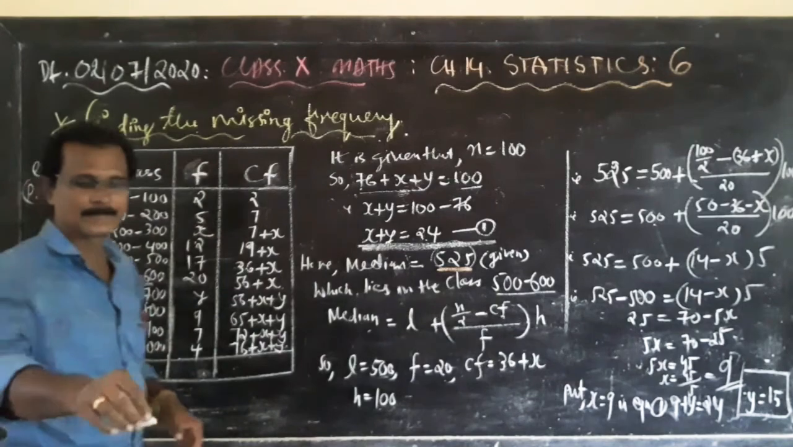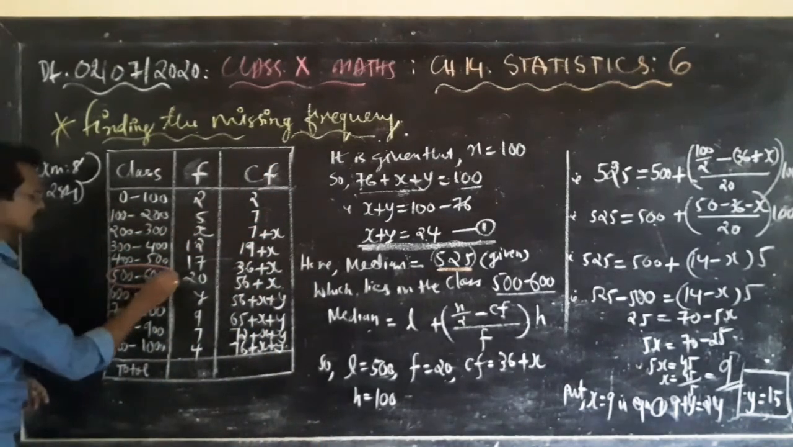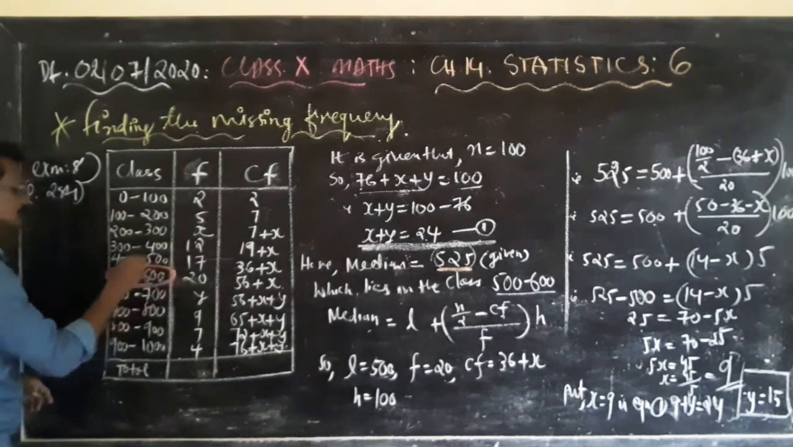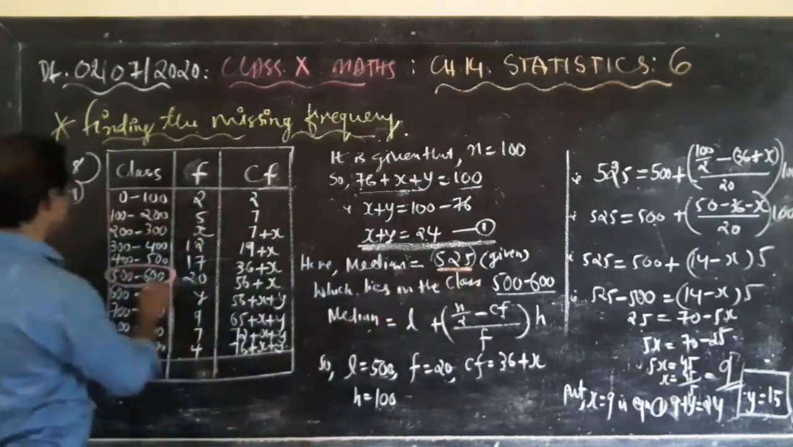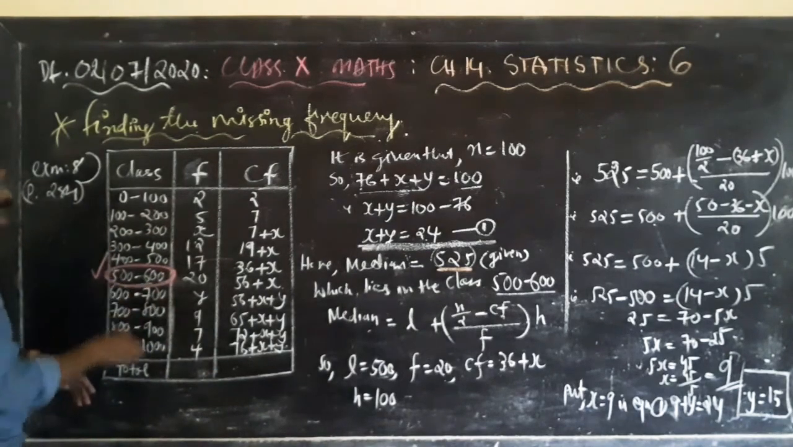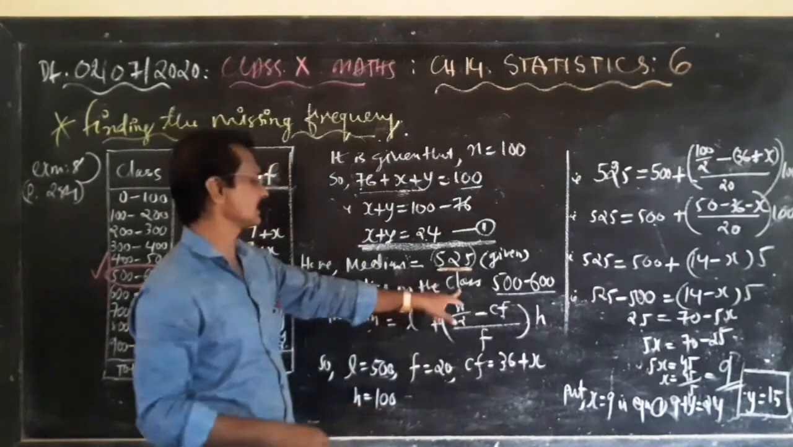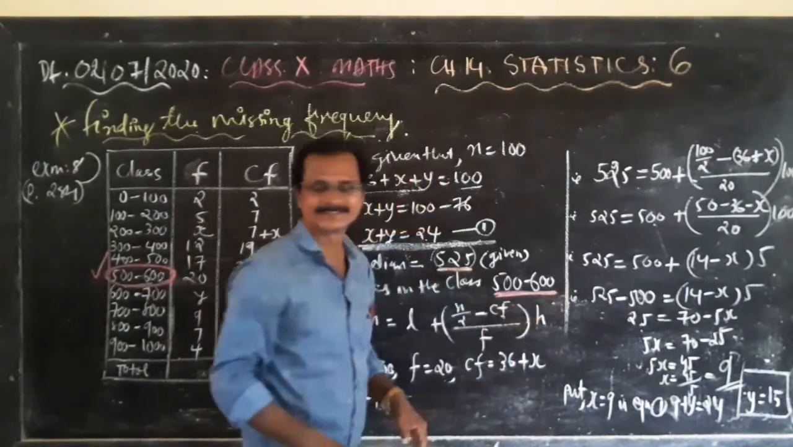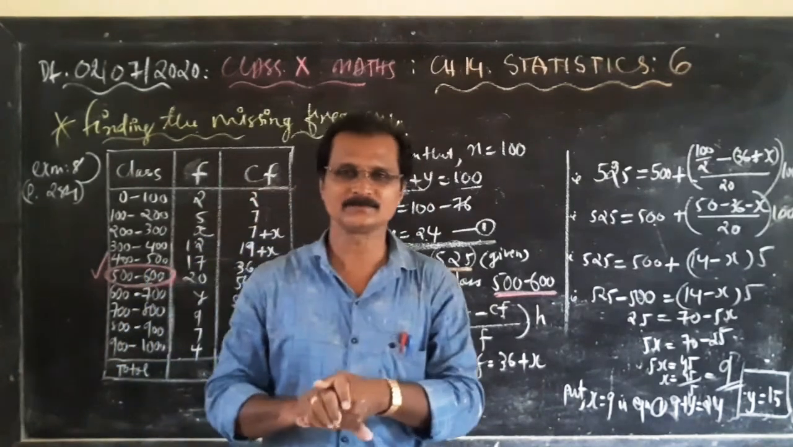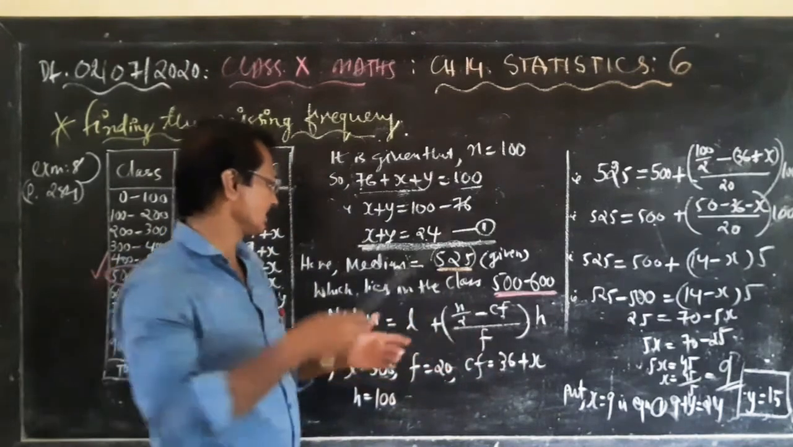This is our median class. 500 to 600 is our median class, because the median is 525. So you can say this lies in the class 500 to 600, and 525 lies between 500 and 600. So this is our median class, 500 to 600.